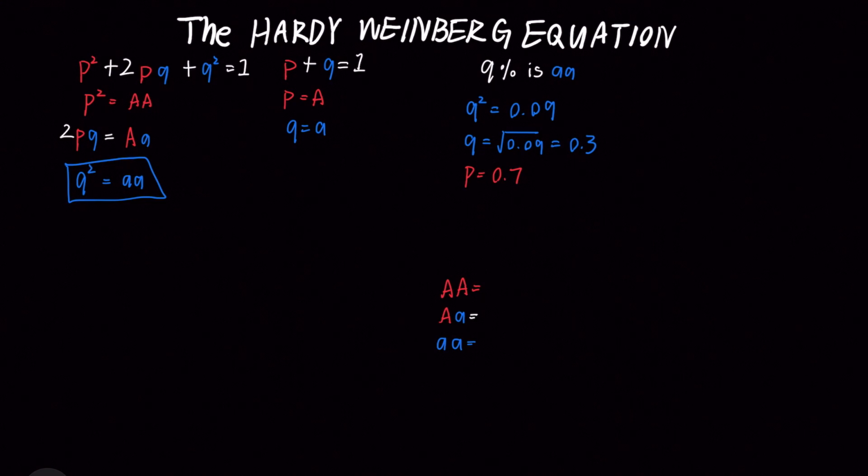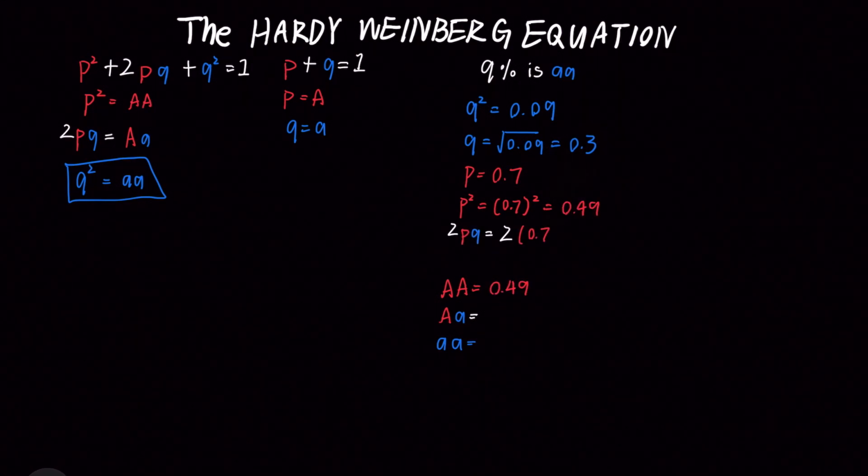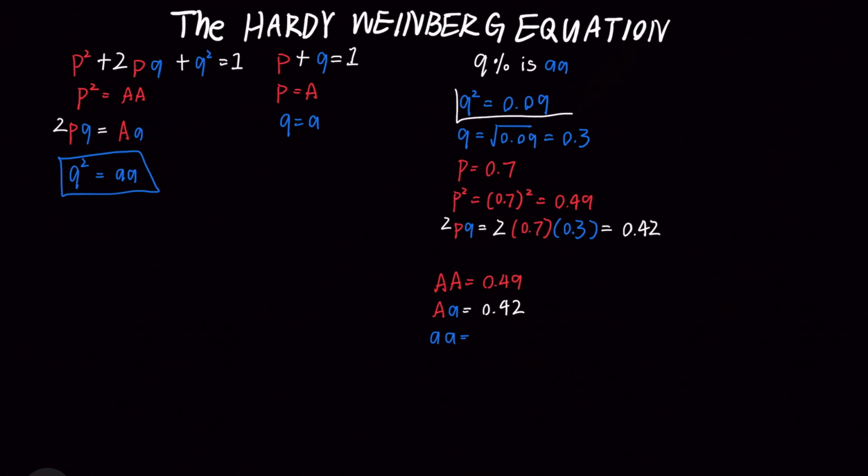Now let's plug these into the equation here. p squared equals 0.7 squared equals 0.49. That's big A, big A. 2pq equals 2 times 0.7 times 0.3, which equals 0.42, that's big A, small a. q squared equals 0.09. We already know that. That's small a, small a. So in this population, 49% are homozygous dominant, 42% are heterozygous, and 9% are homozygous recessive. And there you go. We just calculated the genotype frequencies using the Hardy Weinberg equation.